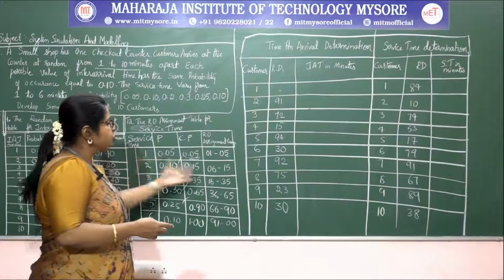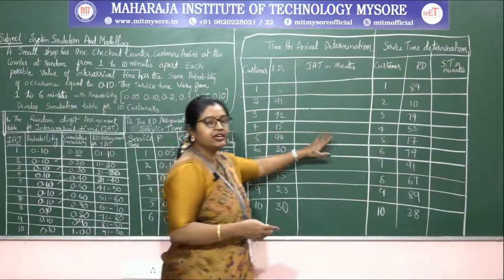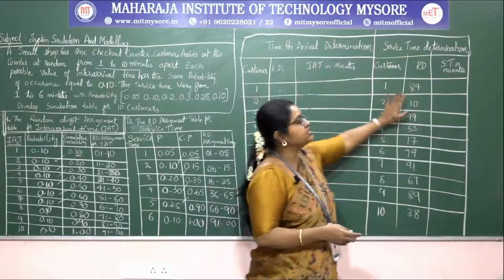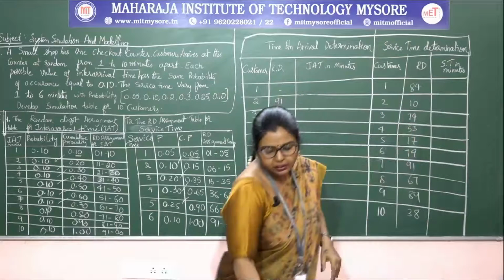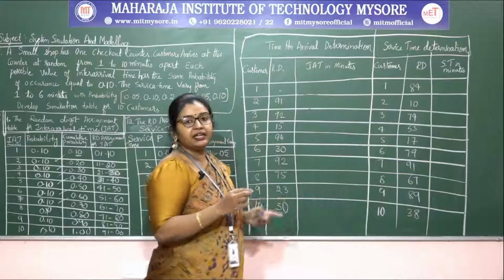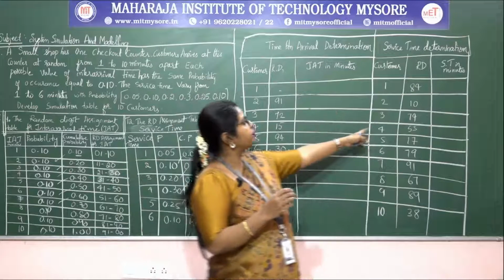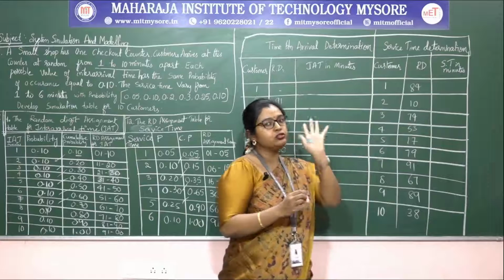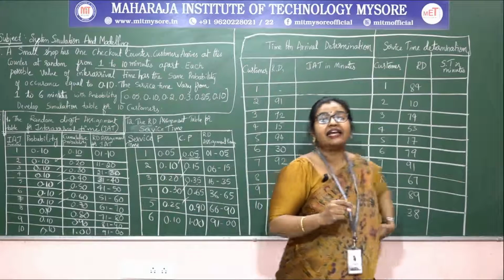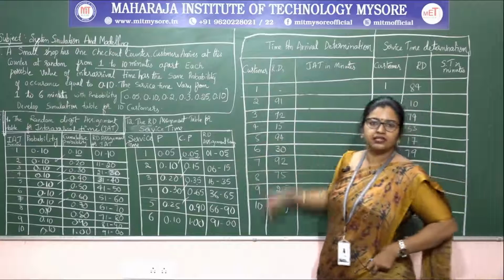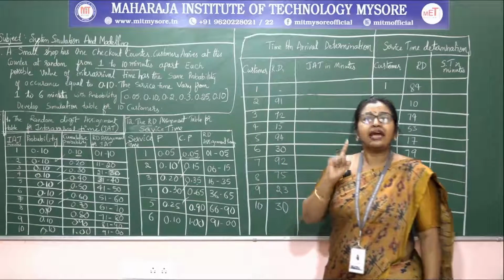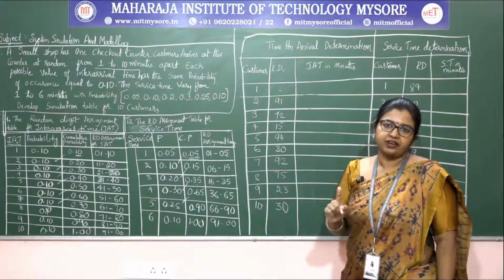Now another two tables. Using these two tables we are generating these two tables. This is for IAT and this is for service time. Let me differentiate: I am going to use pink color to represent IAT and blue color to represent service time. So let us calculate IAT for all the 10 customers. The interarrival time for 10 customers we need to identify.